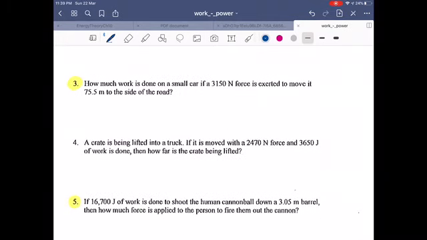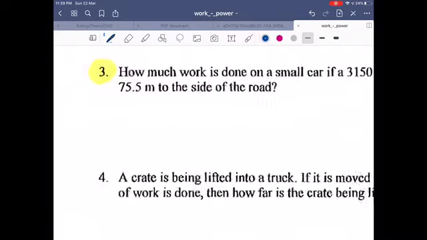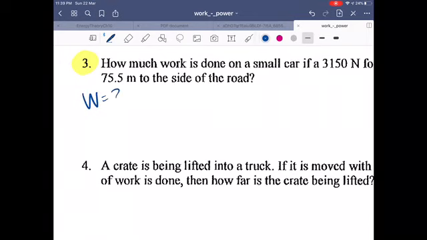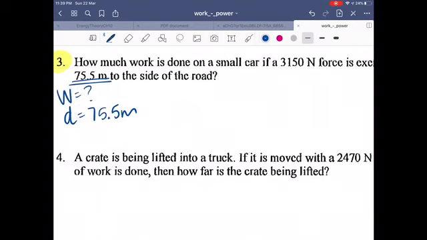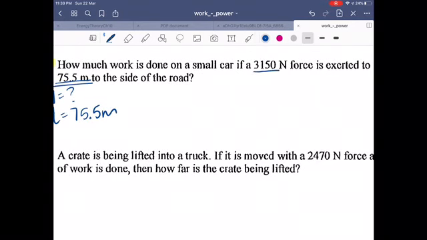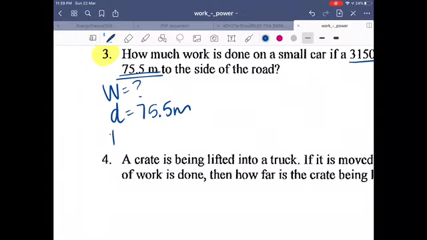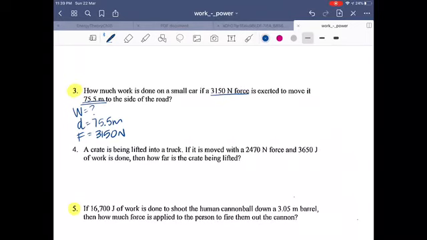Now I'll be moving to problem number 3. How much work is done on a small car if a 3,150 newtons force is exerted to move it 75.5 meters to the side of the road? So let's follow our data. We have how much work equals question mark. We have a distance of 75.5 meters, and they're giving me 3,150 newtons of force. Now, please try to imagine this car and the force applied on it and how it's moving to the side of the road, and that might be easier for you guys to understand the problem.